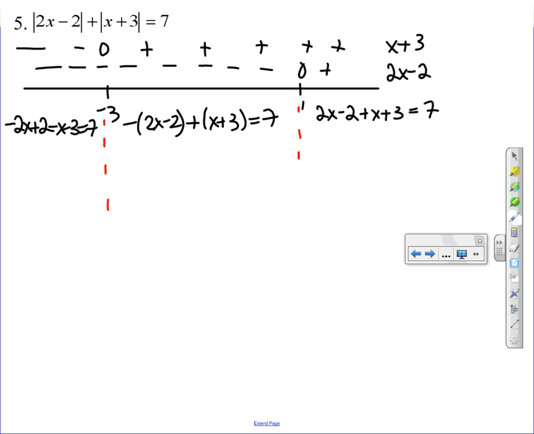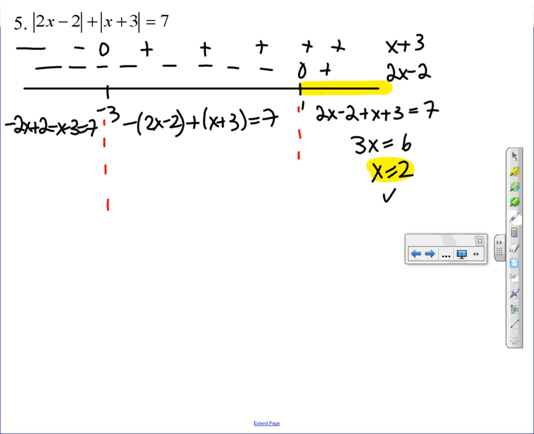And then you need to solve each, so I'll just go ahead and solve these. We got 3x, that's 1, take away 1 is 6, x is 2. You need to check that this answer is in the interval. It's possible. So yes, 2 is greater than 0, good to go.